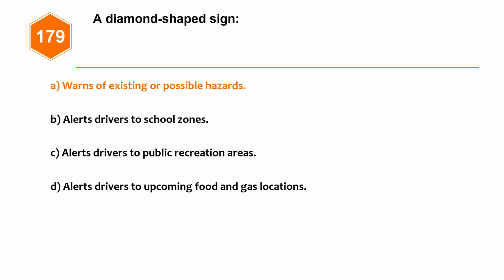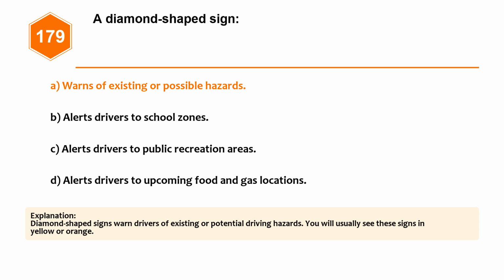The correct answer is option A. Warns of existing or possible hazards. Explanation. Diamond-shaped signs warn drivers of existing or potential driving hazards. You will usually see these signs in yellow or orange.